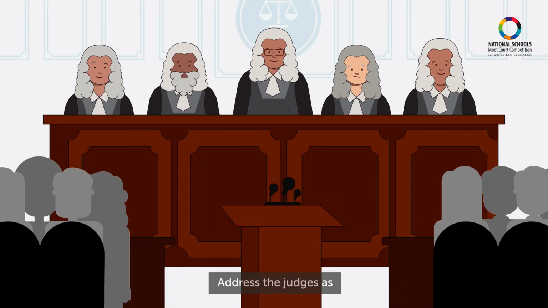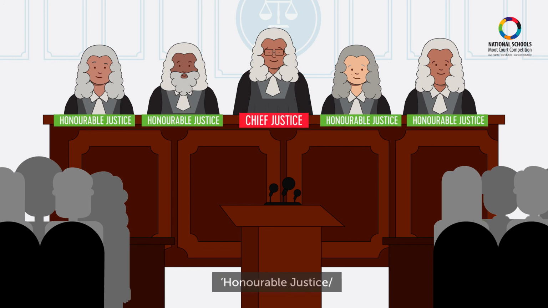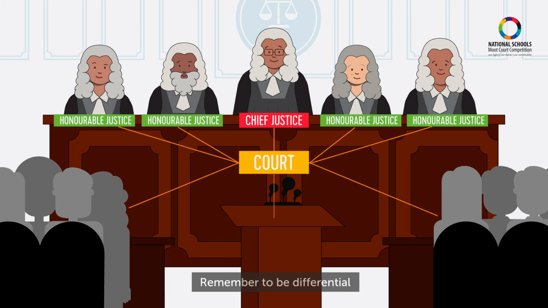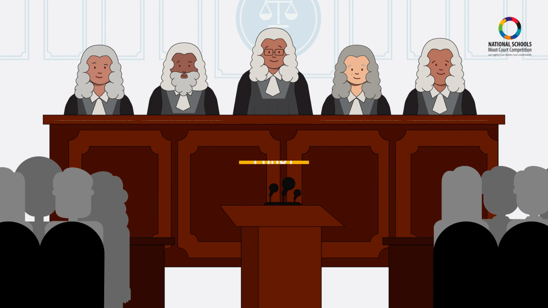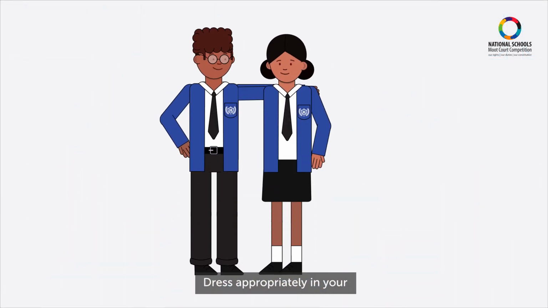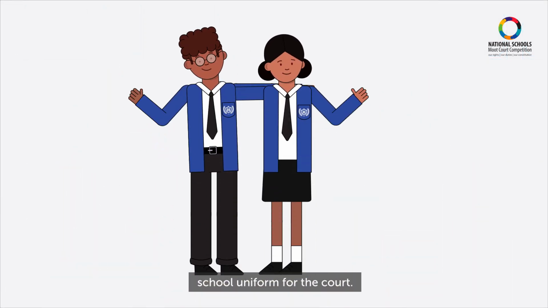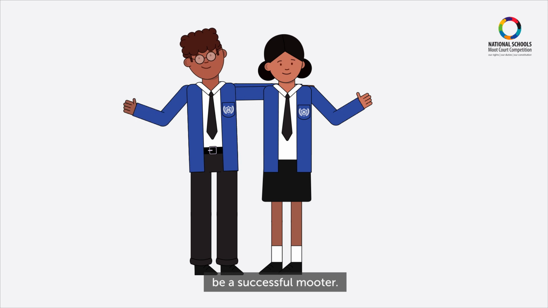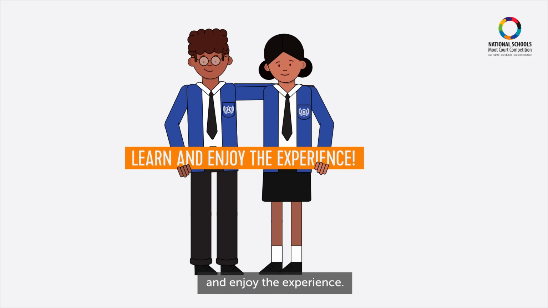Address the judges as Honorable Justice or Justice, and the full bench as this court. Remember to be deferential to the bench, as they are not your peers. Dress appropriately in your school uniform for the court. That's how you can best position yourself to be a successful mooter. Learn and enjoy the experience.